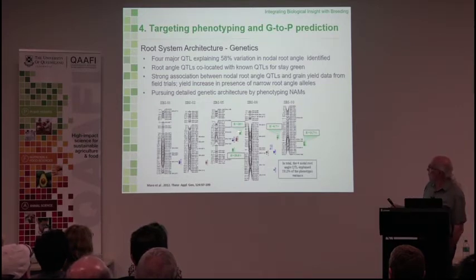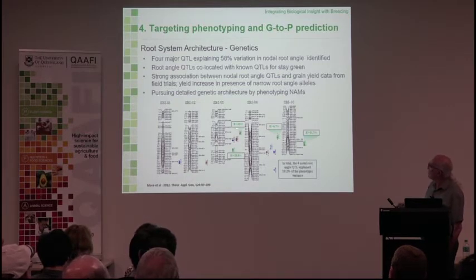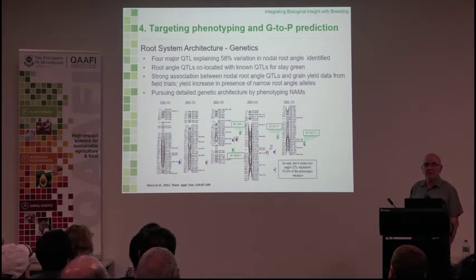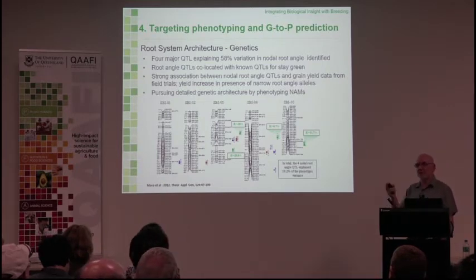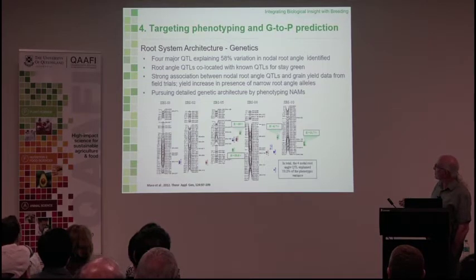And there are 4 regions that explain much of the variation in nodal root angle. This picture just shows that they're quite separate from QTLs for shoot vigor. So it's not just a vigor thing. It's actually an independent trait within the roots. They co-locate with known QTLs for stay green. So people who have phenotyped for stay green and done similar analysis, some of the QTLs for stay green line up with these.